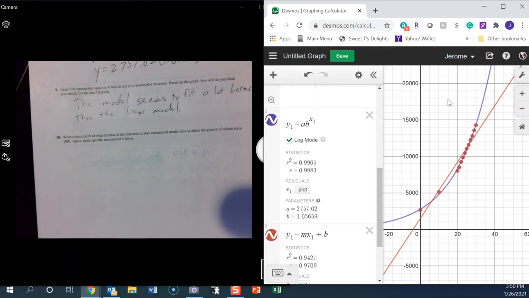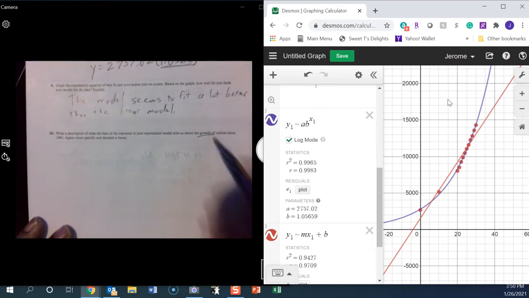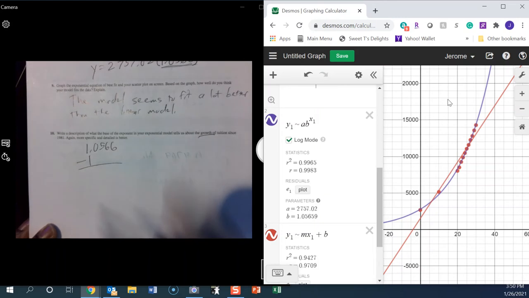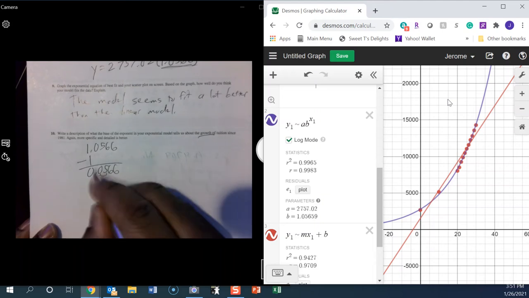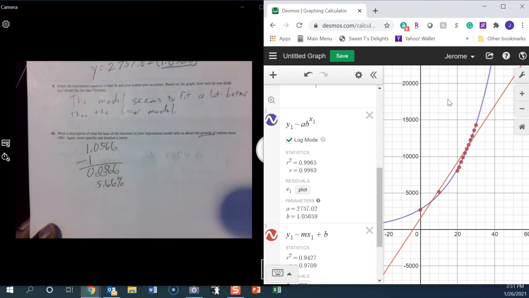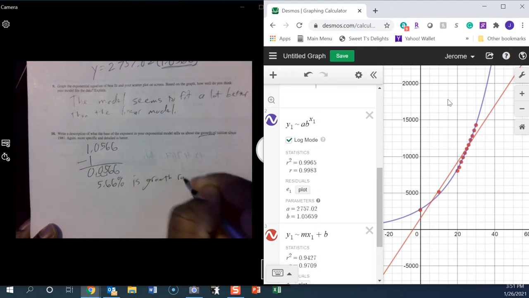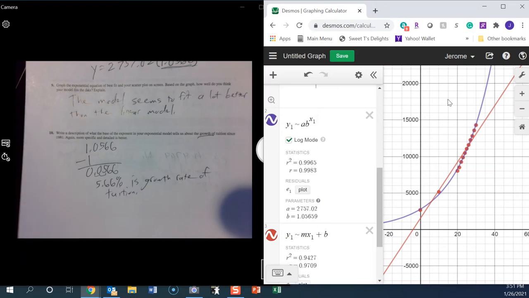Okay, number 10. It says, write a description of what the base of the exponent in your exponential model tells us about the growth of tuition since 1981. Okay, now, this B here is considered the base. So to find out the growth, this is what you do. You would take this value, subtract 1 from it, be 0.0566. Then you will convert this to a percentage. So you'll move this decimal 2 places to the right. So it'll be 5.66%, which would be the growth rate. So 5.66% is the growth rate of tuition. So that is how you would get the growth rate.